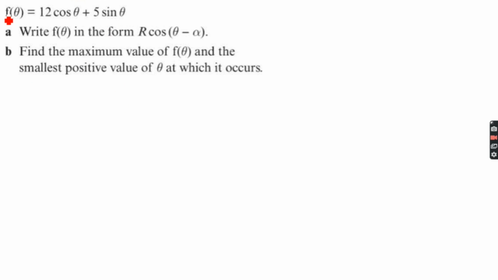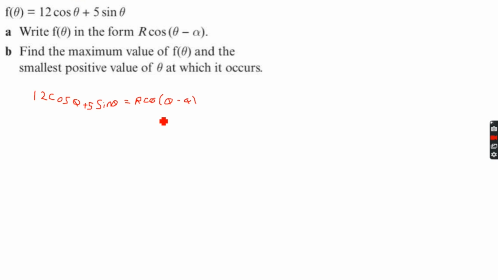In this question, we've got a function f of theta equals 12 cos theta plus 5 sin theta. Now we just write f of theta in the form r cos(theta minus alpha). So firstly, let's write f of theta and equate it to this. So we've got 12 cos theta plus 5 sin theta equals r cos(theta minus alpha).